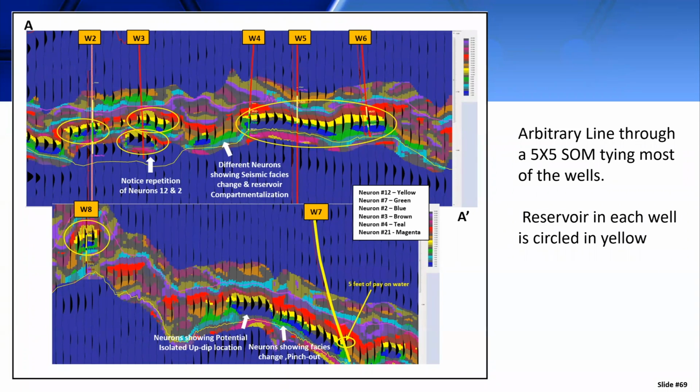Wells 4, 5, and 6 appear to be in a continuous reservoir, but then we have different neurons between these wells, separating them from wells 2 and 3. So well 3 actually has 2 pay intervals, and then well 2 appears to be isolated from all of the other wells. Well 7 that you can see down here is the one that had 5 feet of pay and water, but you can actually see the SOM is showing there may be quite a bit of updip potential. And then well 8 had a different neuron topology completely.